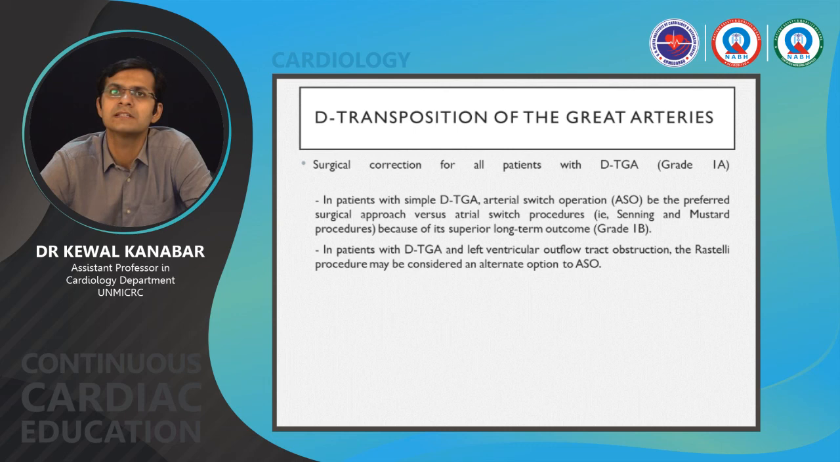In patients with simple TGA, always prefer arterial switch. Jatene's arterial switch, ASO, is the preferred surgery. The second option is you can do an atrial switch. Atrial switch is basically a Senning or a Mustard, right?